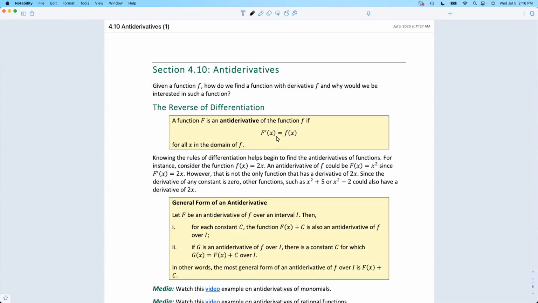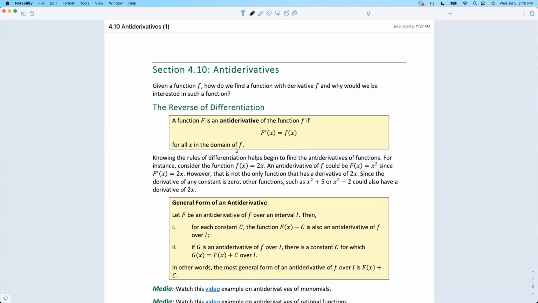So here's our definition of an antiderivative. We say a function capital F is one of many antiderivatives of a function little f if the derivative of capital F is little f, and of course, for all x in the domain of little f. So there's more than one antiderivative of a given function. In fact, there will be an infinite number of them.